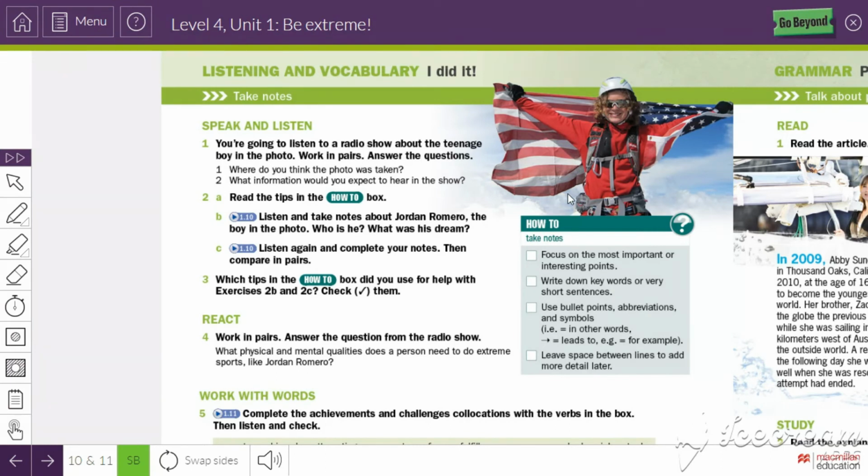In this exercise you have to work in pair. It means you have to work with your partner, but now it is impossible to work with your partner, so I think you should do it individually. The question is, what physical and mental quality does a person need to do an extreme sport like Jordan Romero?